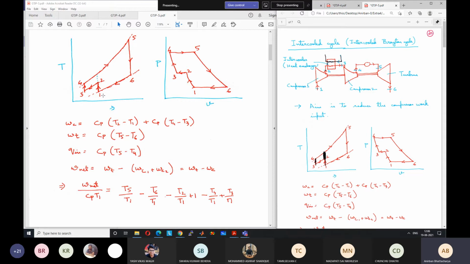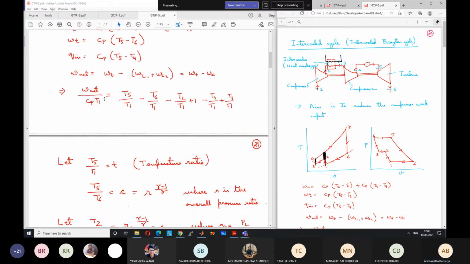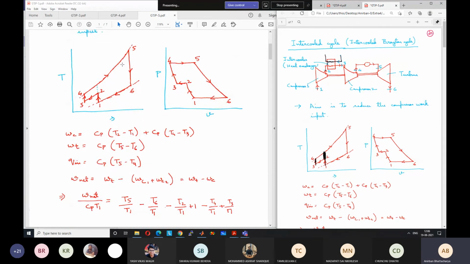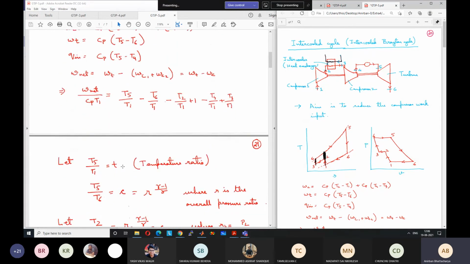Good. So T3 is equal to T1. Okay. And T5 by T1, let us again consider that this is the temperature ratio, maximum temperature by minimum temperature. So T5 by T1 is equal to T. And T5 by T6 is the temperature ratio in the turbine, which is C, which is equal to R to the power gamma minus 1 by gamma, where R is the overall pressure ratio. So P5 by P6 is the overall pressure ratio, R.